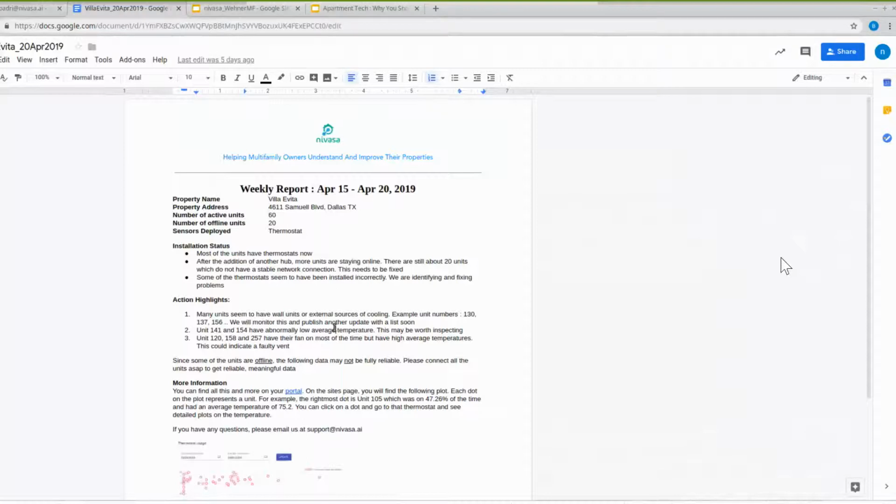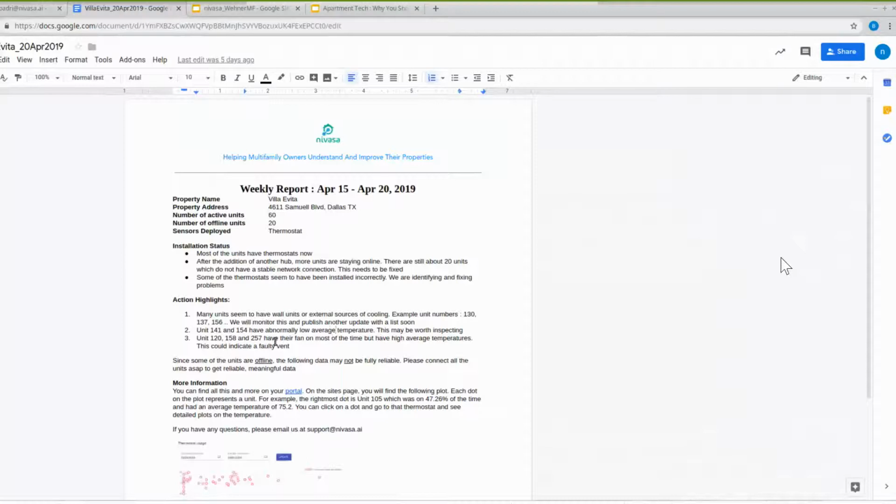A normal report would be very, very targeted. We would say, effectively, units 130, 137, 156 have external cooling, so go do something about it. Units 141 and 154 have very low average temperature. Go do something about it. And 120, 58 and 27, 257 do not seem to have their AC working. Go look at that. So this report is from you? This is from us, to the property manager.